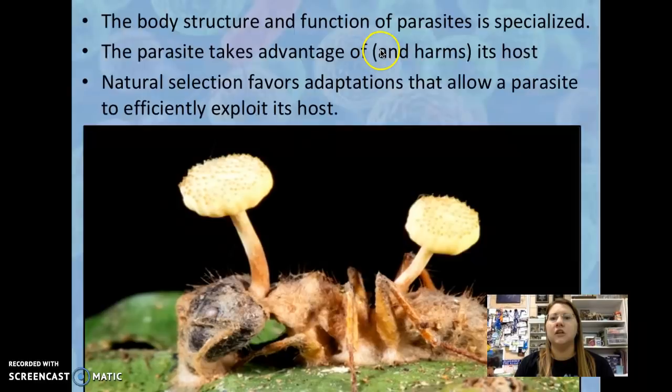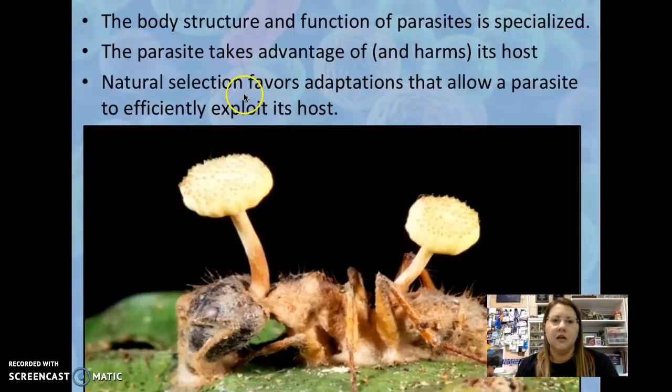The structure and the function of parasites is specialized and allows them to take advantage of, to exploit, the host. It's going to cause harm to the host because, if you think about it, if you've got a tick that has bitten you, then it's going to be sucking your blood, and can also cause additional diseases as a result of it. So it's going to live in or on a host, and it's going to cause harm.